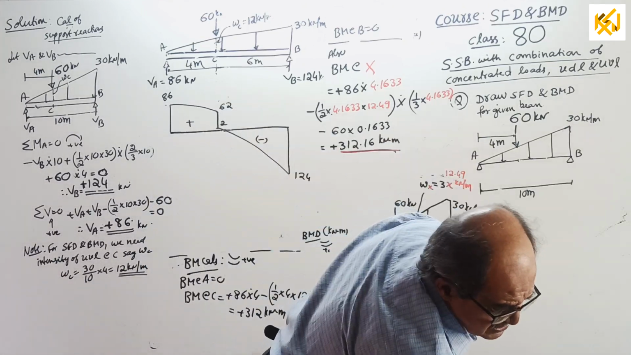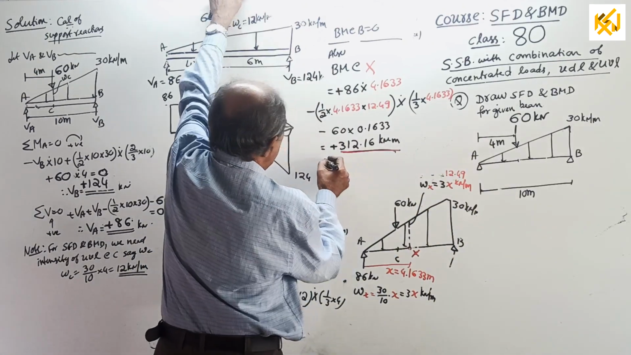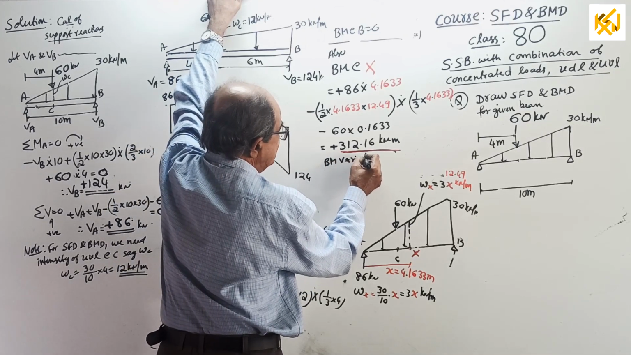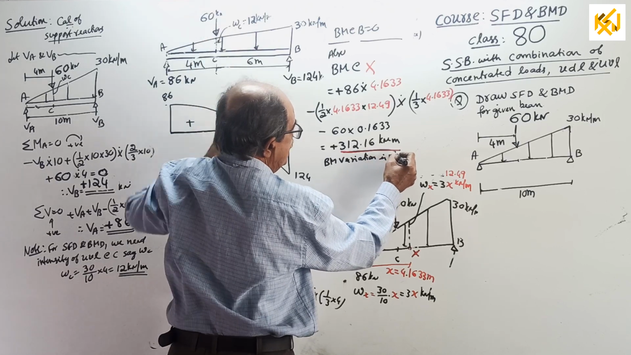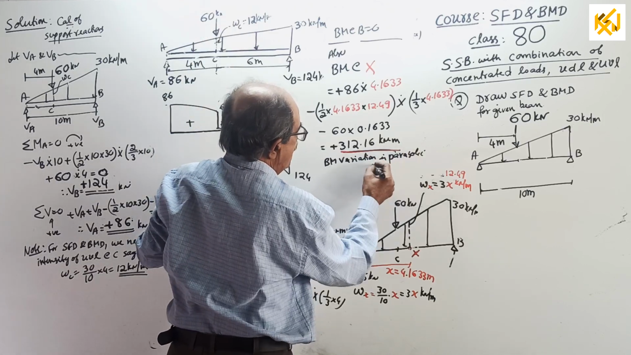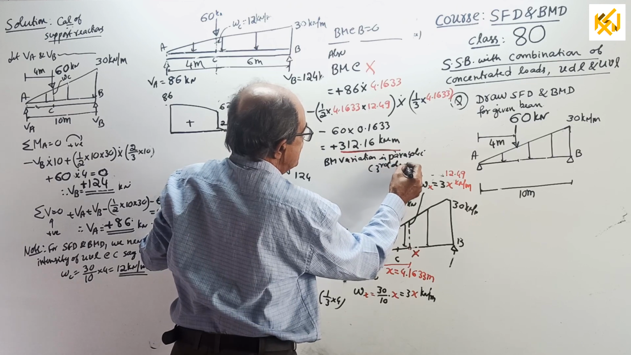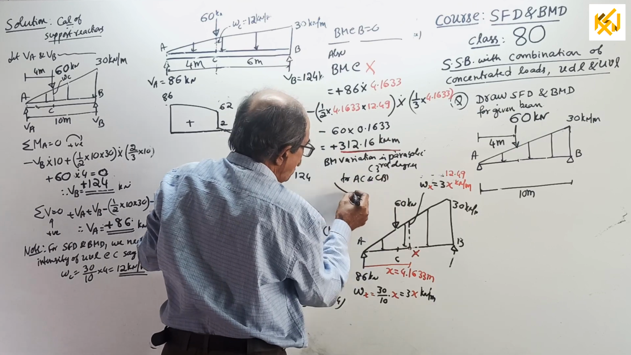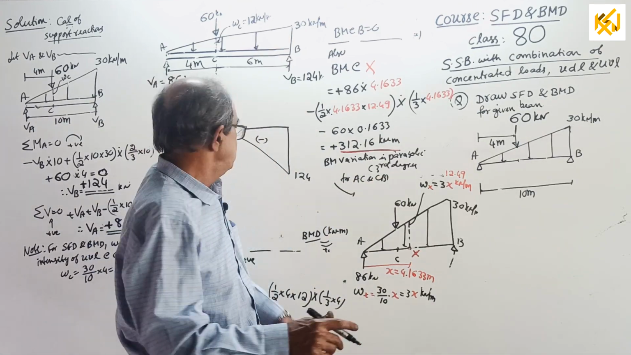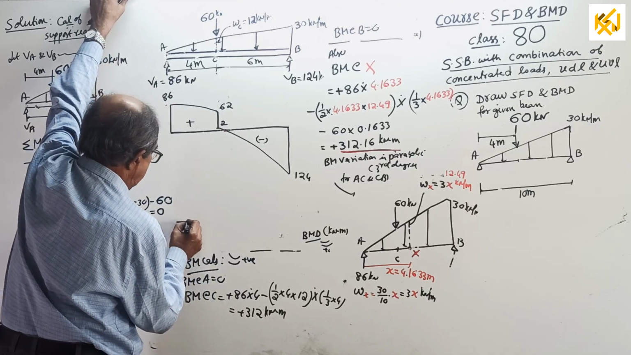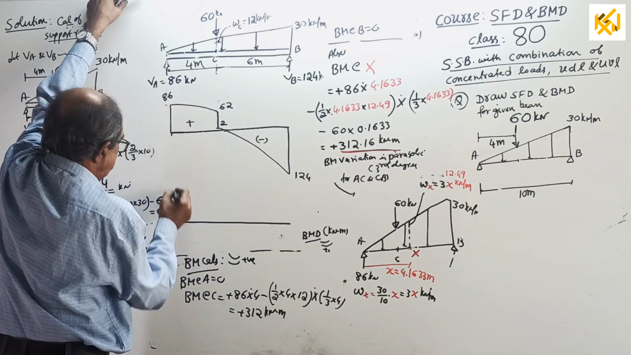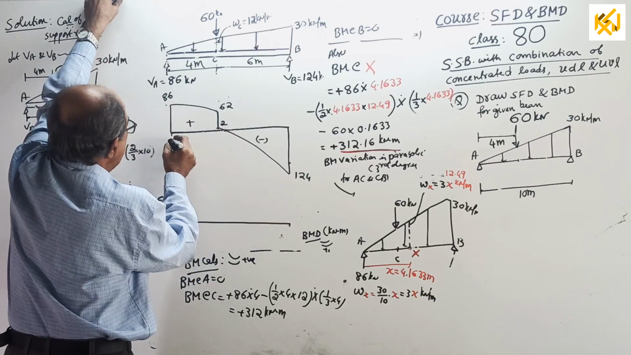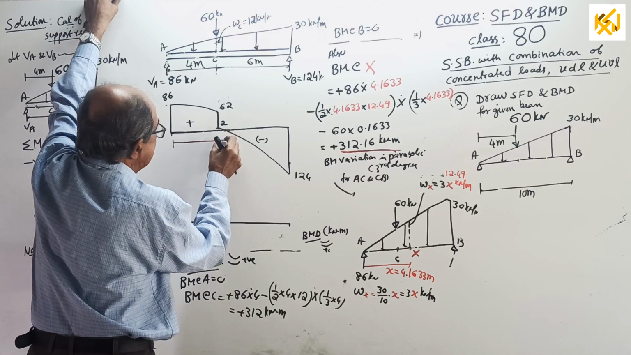Okay, now last part. What do you write? BM variation is parabolic of third degree for AC and CB. You can write this yourself. Now go back and draw the bending moment diagram. Start. Here the baseline is there for bending moment. At this point 0, at this point 0, now you should do one thing. You should locate that point from here to here. Write the distance here, whatever you got.